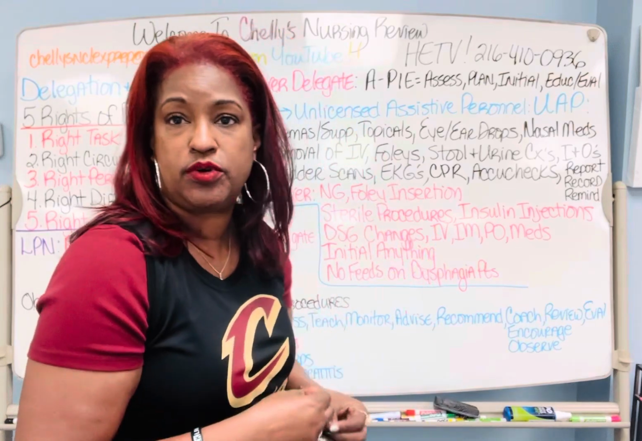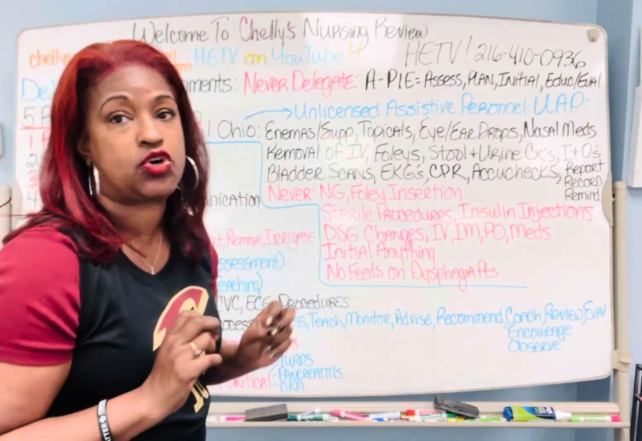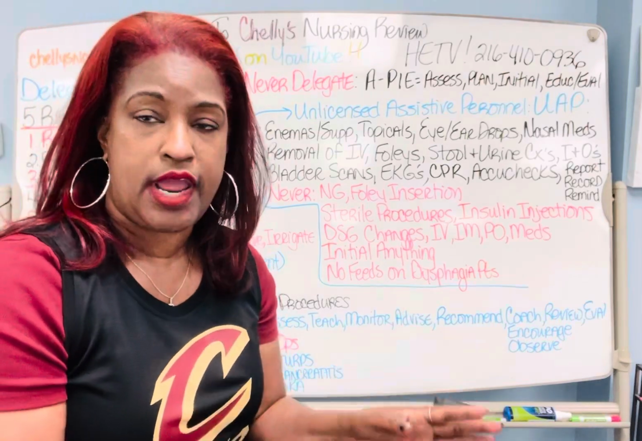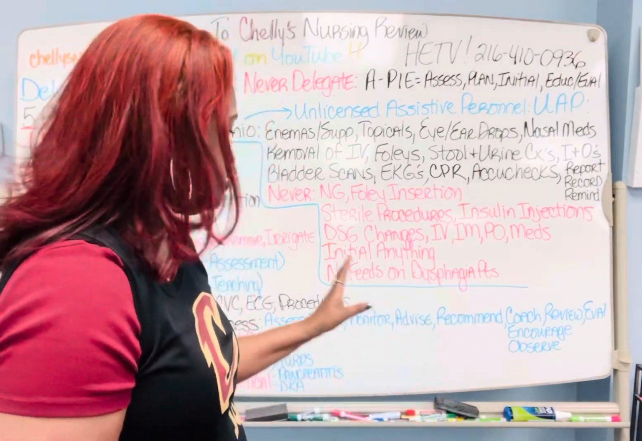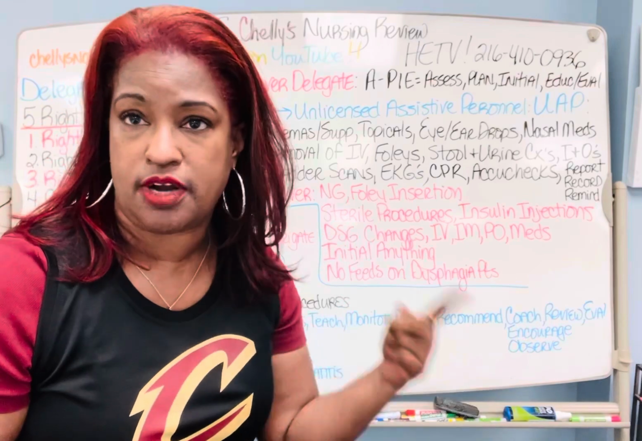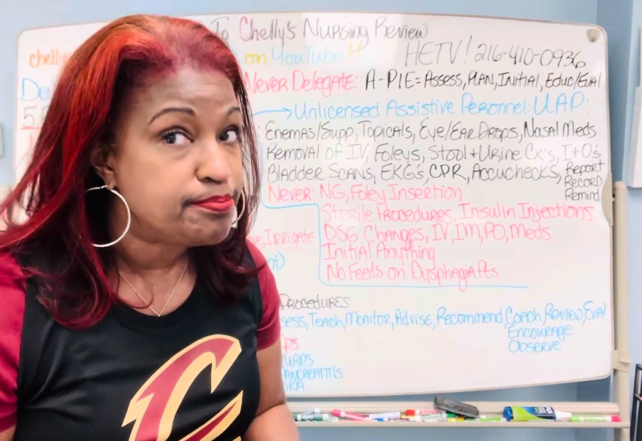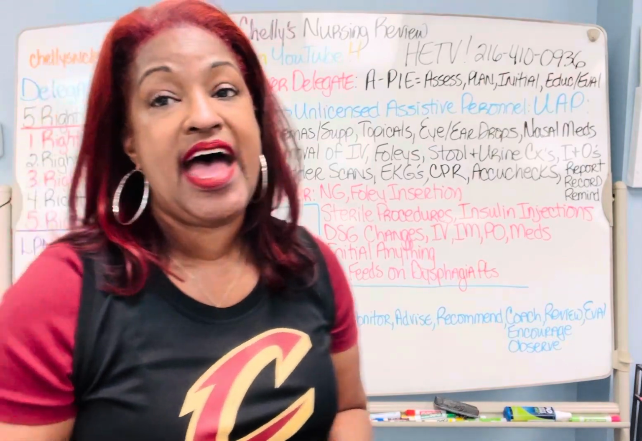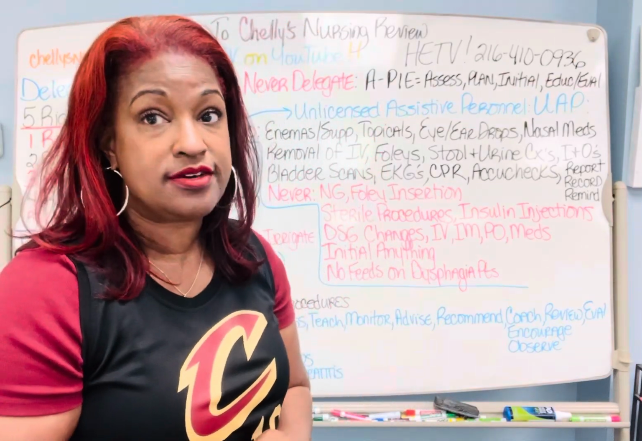Some examples of unstable and critical include TURPs, transurethral resection of the prostate, pancreatitis, DKA, some good examples, strokes and MIs, or CVAs and MIs in the first 48 hours.